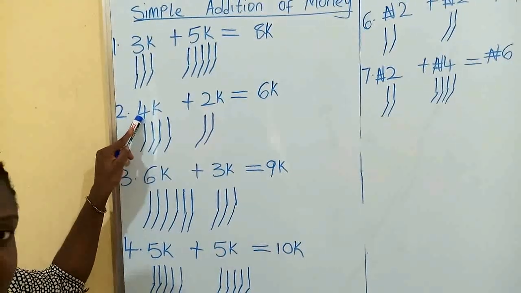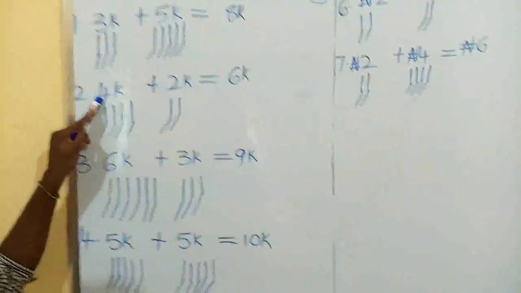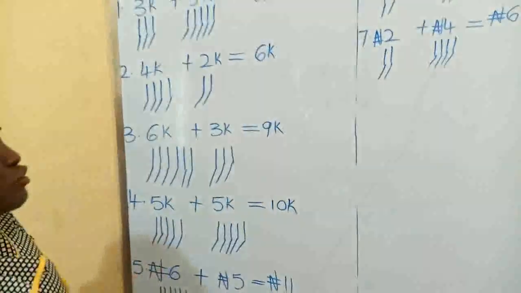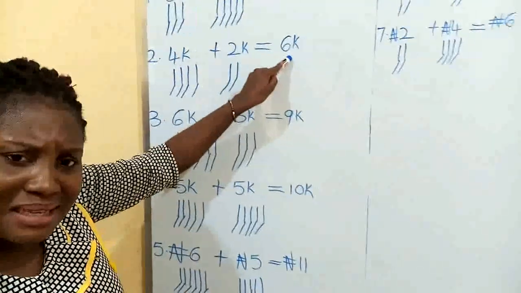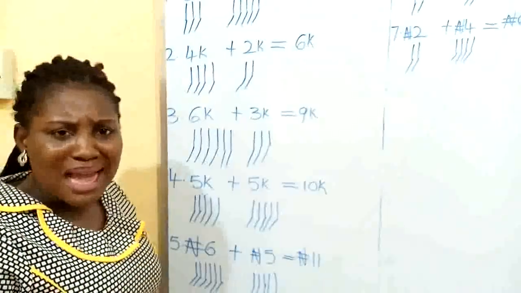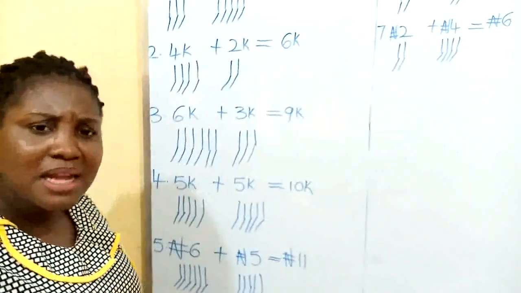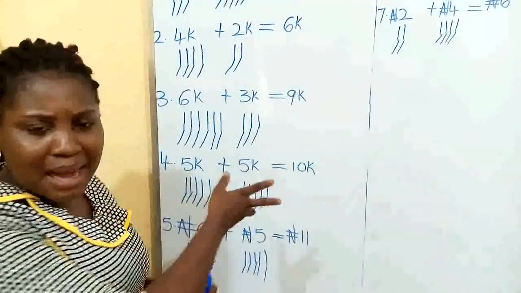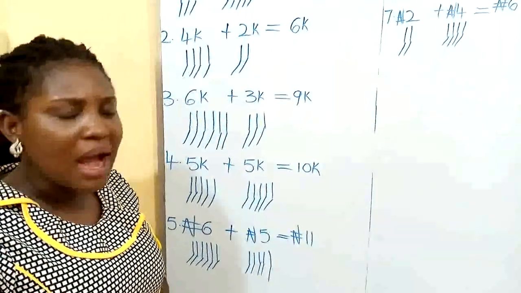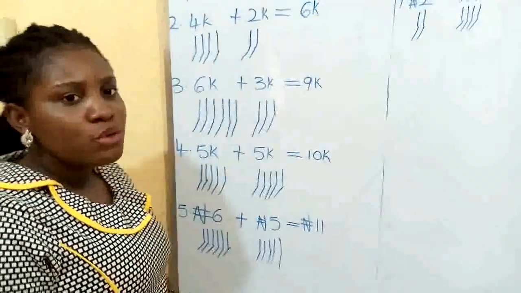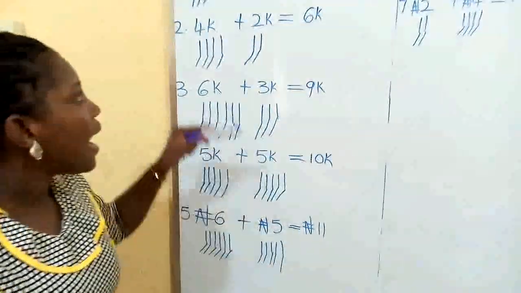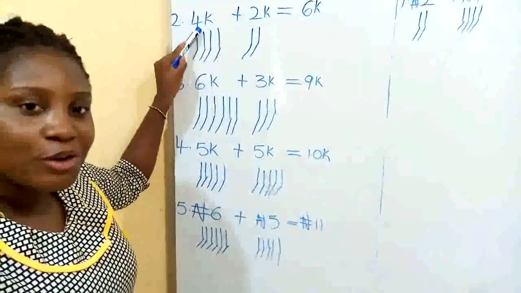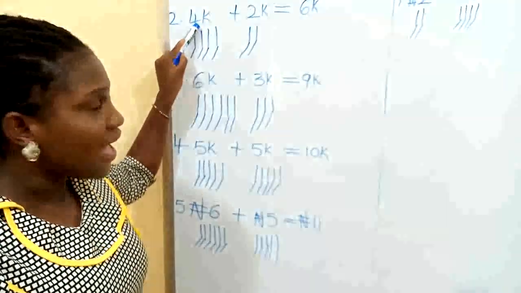How much is this? 4 kobo. And how much is this? 2 kobo. So now, how did I get this 6 kobo? How did I do it? Explain to mommy how I did it. Did I just get 6 and put down? No, I didn't. If you watch me, I counted 4. After counting 4, you know what else I did? I counted 2.